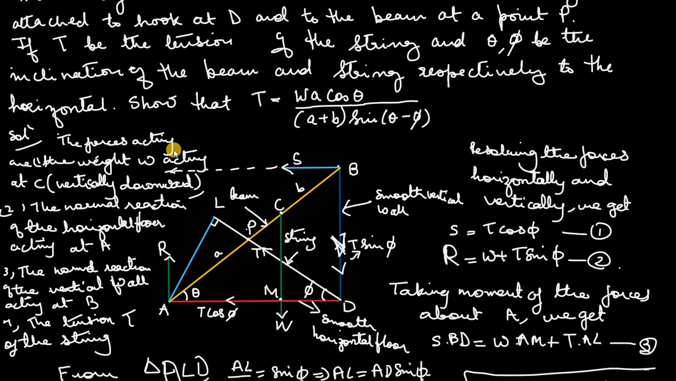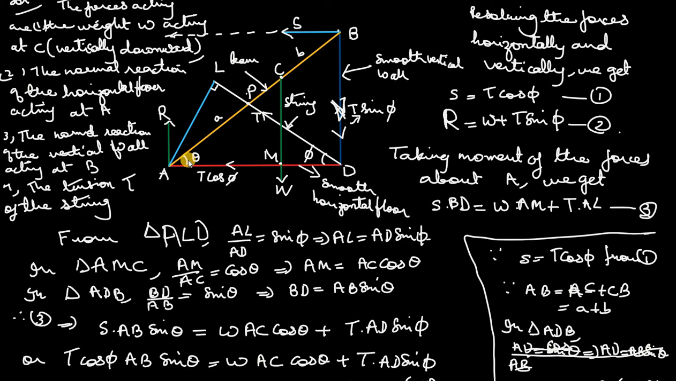Now we consider the three triangles. In triangle ALD, AL is the perpendicular, so AL by AD gives sine phi, because we consider this triangle ALD. So AL equals AD sine phi. In triangle AMC, AM by AC gives cos theta, which implies AM equals AC cos theta. And in triangle ADB, BD by AB gives sine theta, so BD equals AB sine theta.